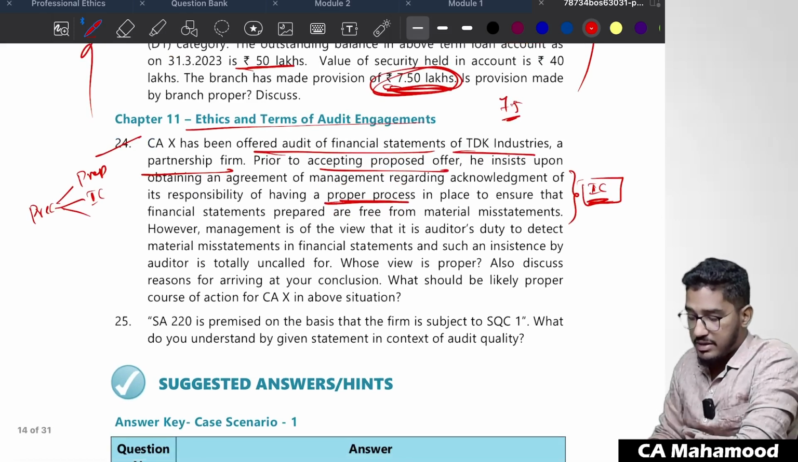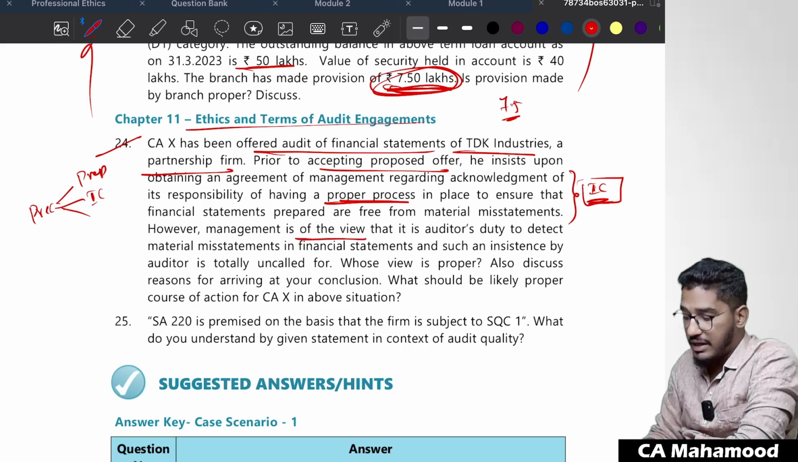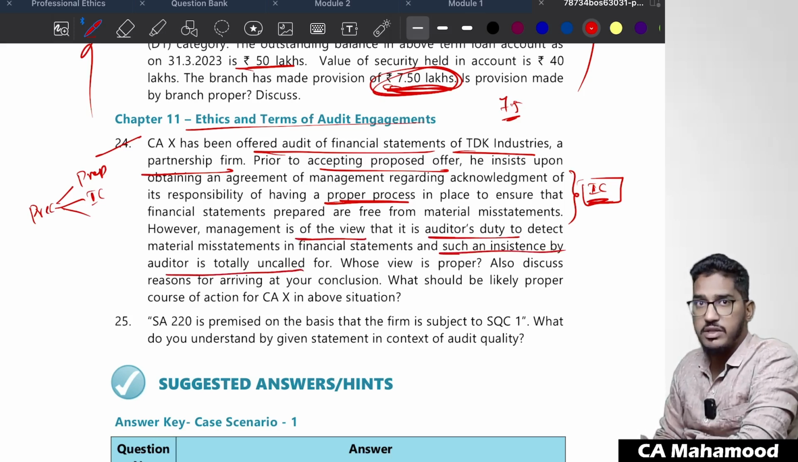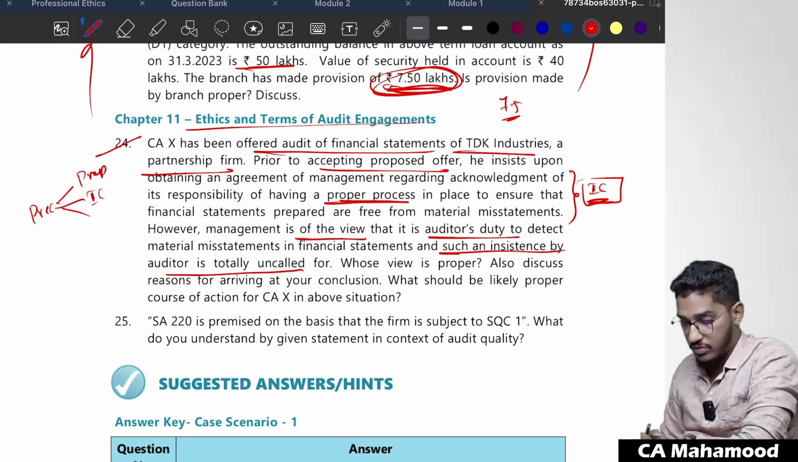To this, what has management replied? However, management is of the view that it is the auditor's duty to detect material misstatement in the financial statements, and such an insistence by the auditor is totally uncalled for. Management is telling, boss, you are required to detect misstatements. Why are you asking us to implement internal controls?